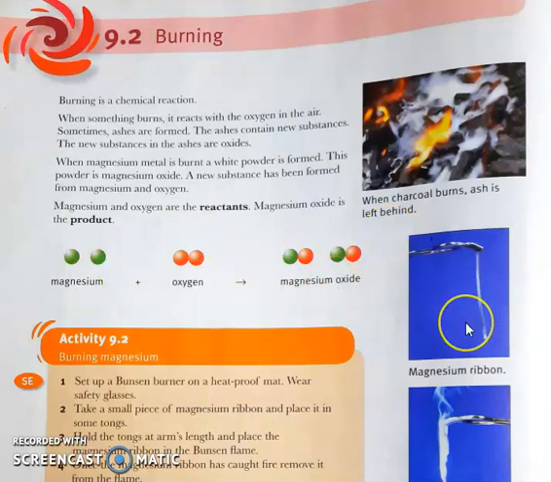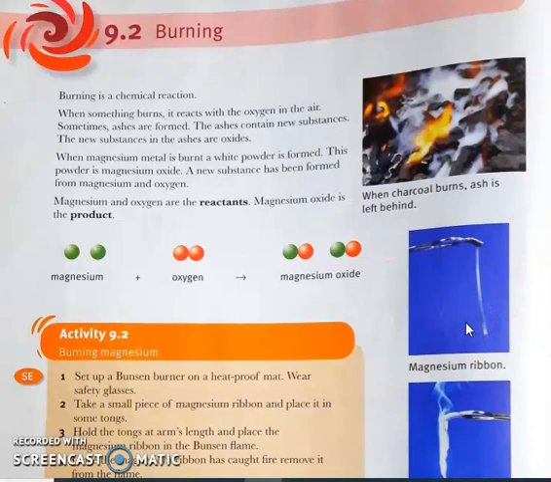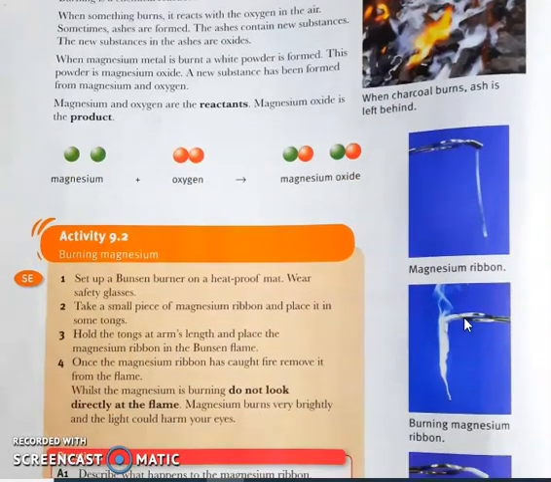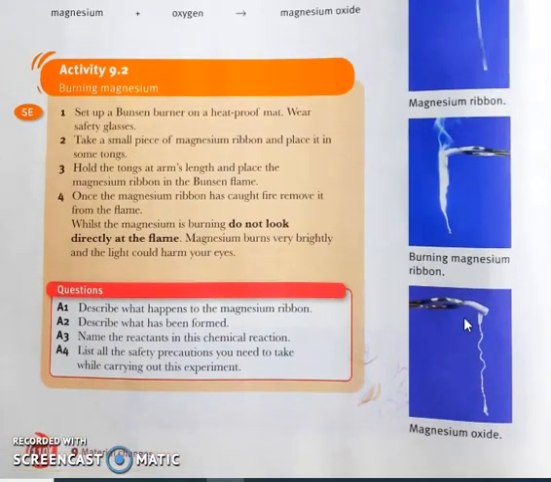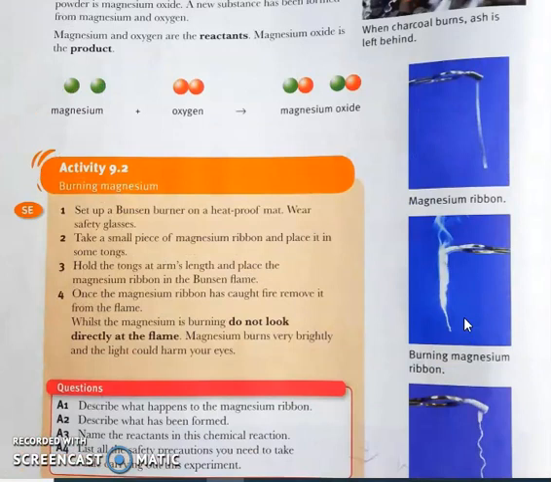This is the magnesium ribbon. When burning, it produces a white powder known as magnesium oxide. This is very important. So how do we burn magnesium? For that we set up a Bunsen burner on a heat proof mat. We have safety glasses. While doing an experiment, the most important thing is to follow the safety rules.